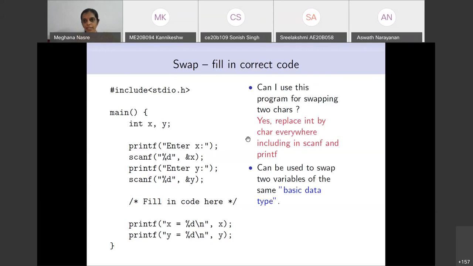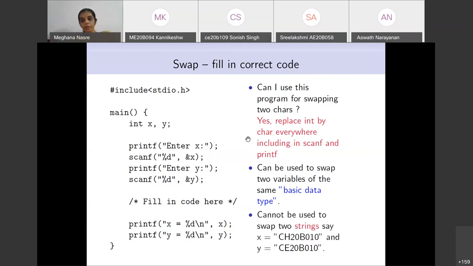So when I'm saying that this program can be used for this, I'm referring to the program where I have a temporary variable t defined for the same data type that x and y are, and then you are using that temporary variable. In fact, this program can be used to swap two variables of the same basic data type. The basic data types in C are int, char, short int, long int, unsigned int, and so on, as well as floats, doubles, and so on.